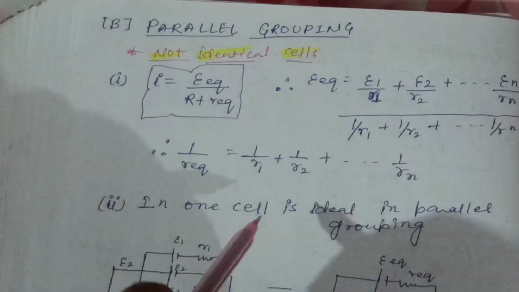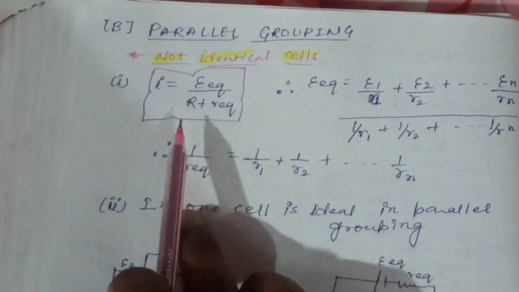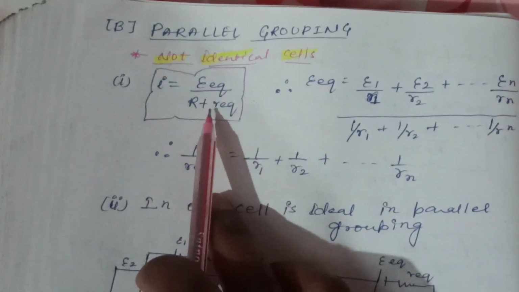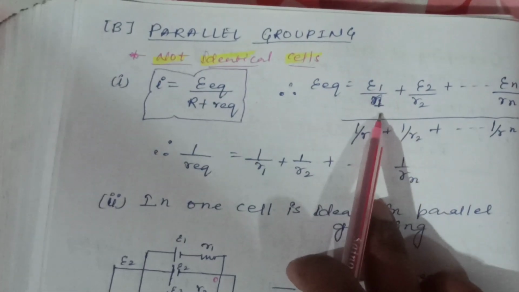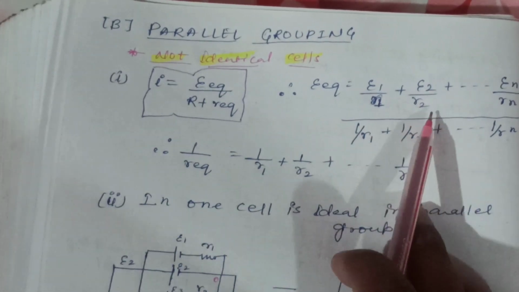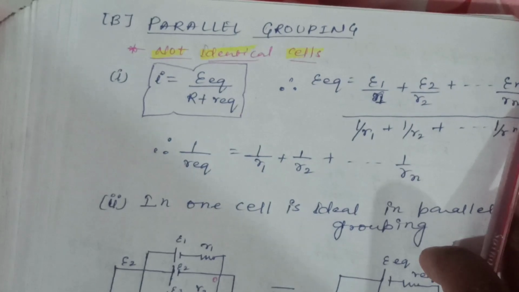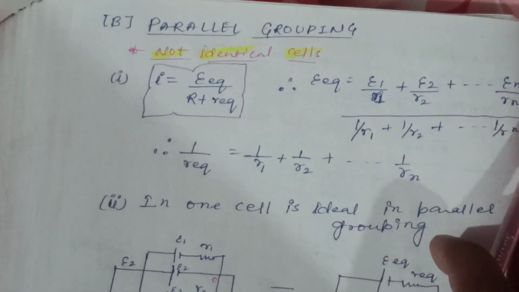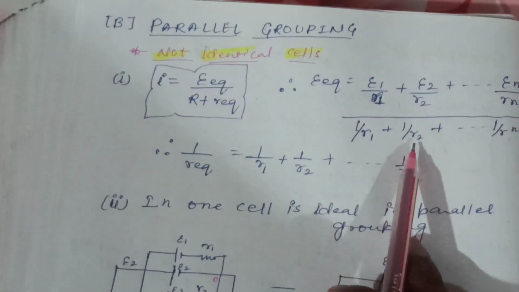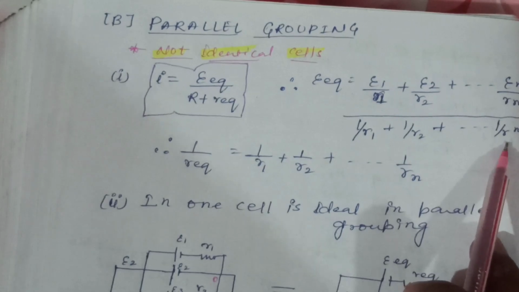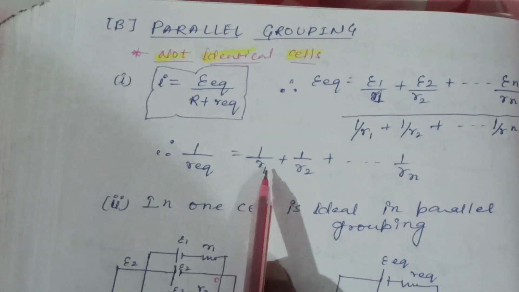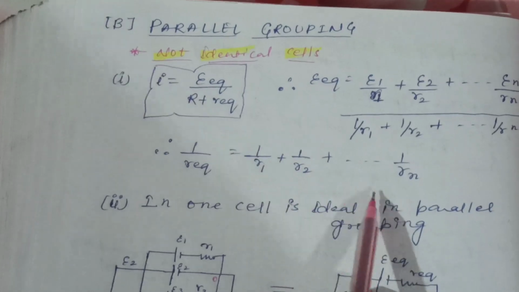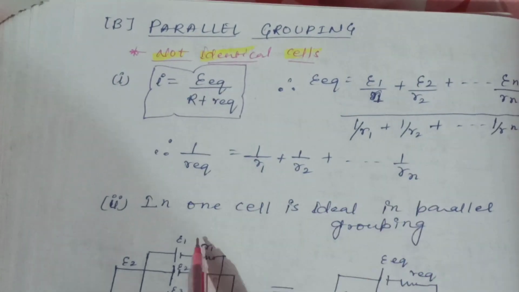Parallel grouping, not identical cells: I is equal to E equivalent upon R plus R equivalent. E equivalent is equal to E1 upon R1 plus E2 upon R2 plus En upon Rn, all upon 1 upon R1 plus 1 upon R2 plus 1 upon Rn. 1 upon R equivalent is equal to 1 upon R1 plus 1 upon R2 plus 1 upon Rn.